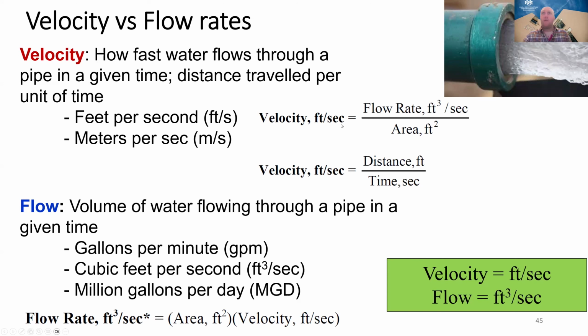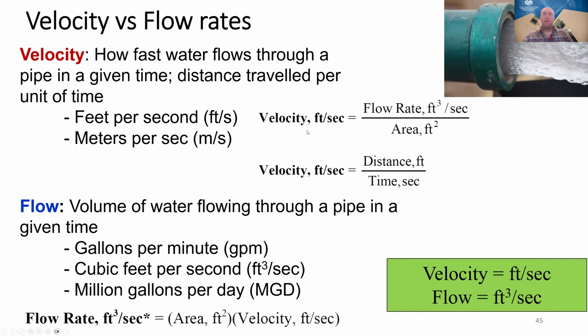So our velocity formula from our ABC formula sheet up here is the flow rate in cubic feet per second divided by area. Or you can also measure velocity simply by doing distance over time, which is what even the units are. It's a distance, feet, over time.